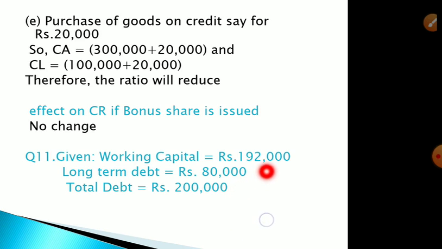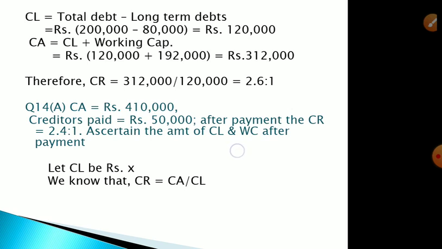Now in this question, there is no current assets mentioned, no current liability is mentioned. So what we have done is, first we will find out the current liability. How to find out? From the total debt, that is the total of the liability, I will subtract the long-term debts. From the total outside liabilities, if I deduct the long-term debts, I'll get the current liability. So 2 lakh minus 80,000, that is 1,20,000.